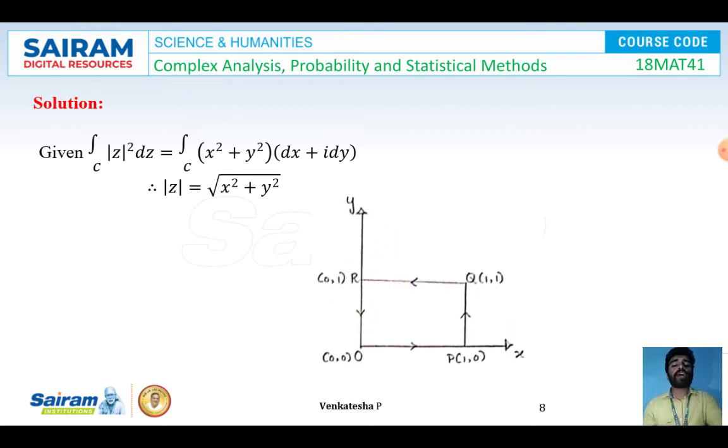Now we have to observe that in the region OP, at the point O and at the point P, the common point is y is equal to 0, and in this region the limit for x is 0 to 1. Similarly, in the region PQ, the common point is x is equal to 1, and the limit for y is 0 to 1. Similarly, in the region QR, the common point at Q and R is y is equal to 1, so we have to find the limit for x. It varies from 1 to 0. Similarly, in the region RO, the common point is x is equal to 0.